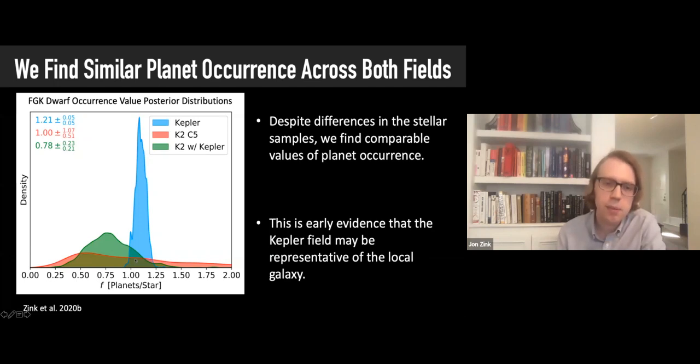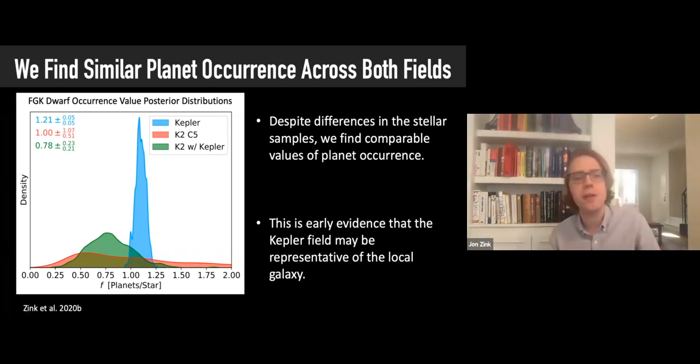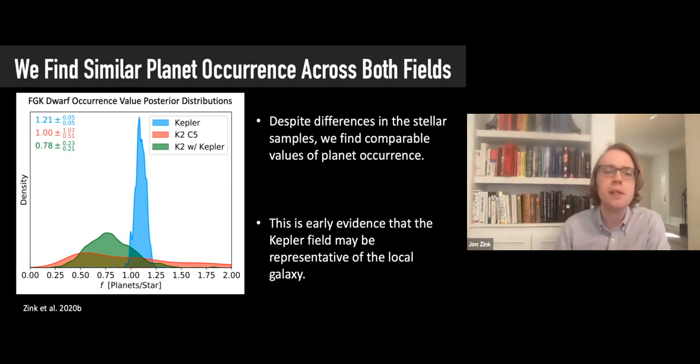And so you might also say, well, this is maybe good news too, because this is early evidence that maybe the Kepler field is rather representative. It's not wildly different. We're not finding some value that's, you know, 20 sigma different than what was found with Kepler. So maybe a lot of the takeaways we learned from Kepler can be applied to the broader galaxy. But definitely there is more work to be done here.